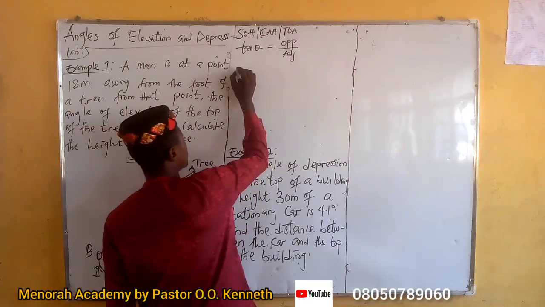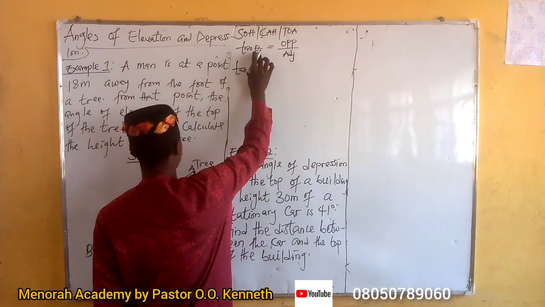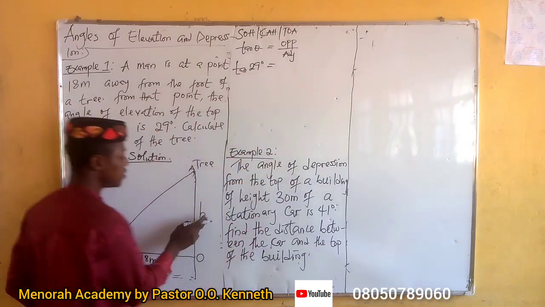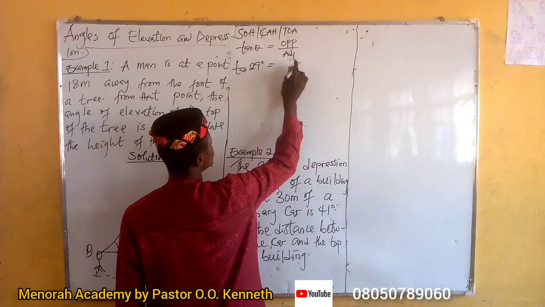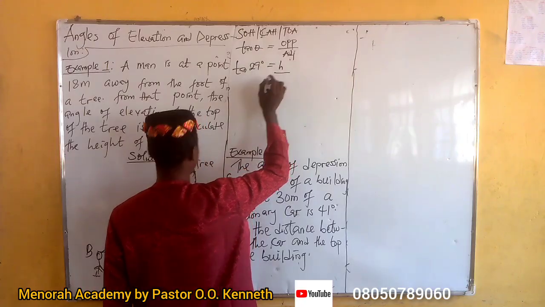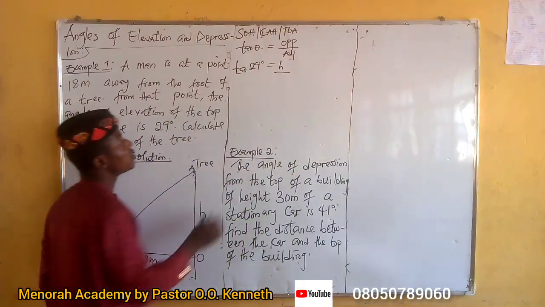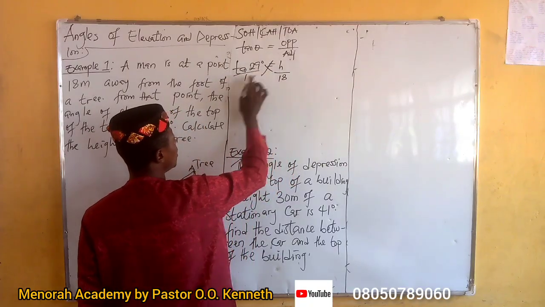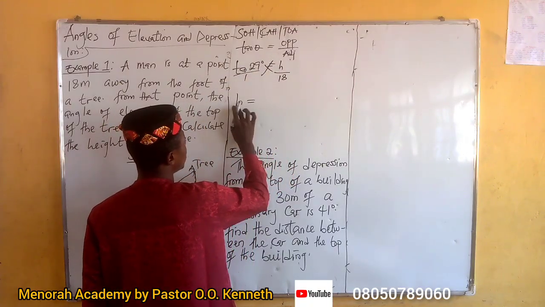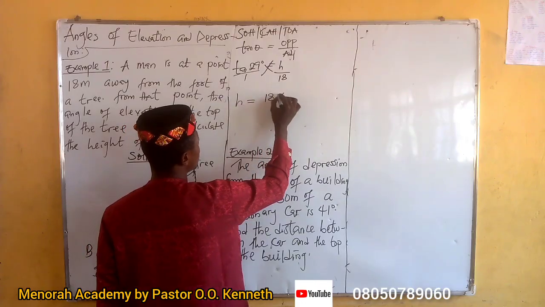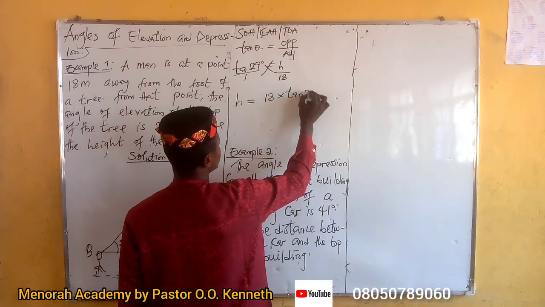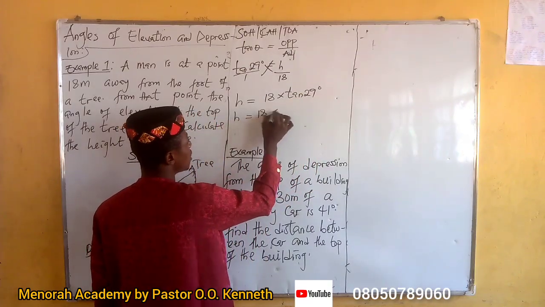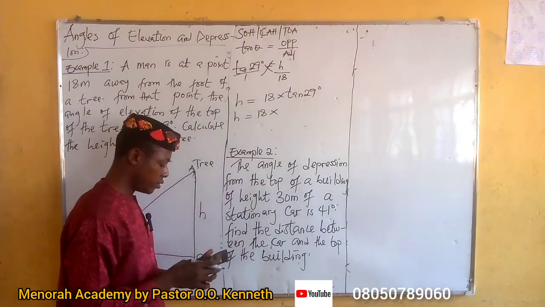So we now have tan, our theta is 29, the angle that is given. The opposite is H, all over the adjacent, which is 18, that is 18 over 1. So we cross multiply. H times 1 is H. Our H will be equal to 18 times tan 29 degrees.